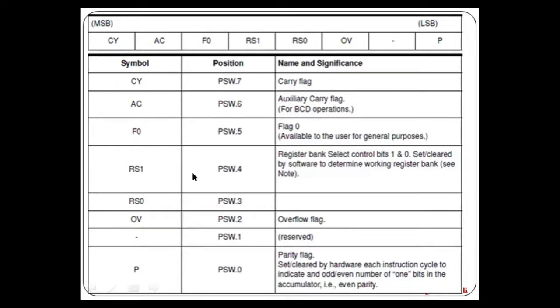We'll see what they are doing. We'll see one flag. Okay. So first is your carry flag, and we also call it PSW.7. You remember we spoke about bit addressable, where you can address one bit or modify a single bit. So PSW is bit addressable. That means you can access one single bit of this PSW.